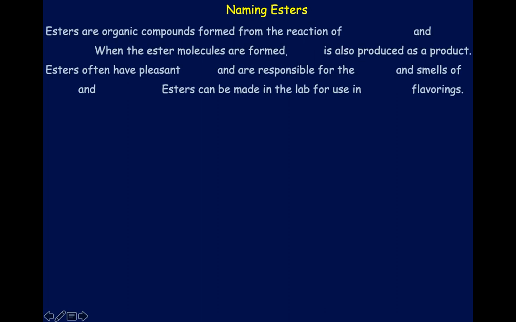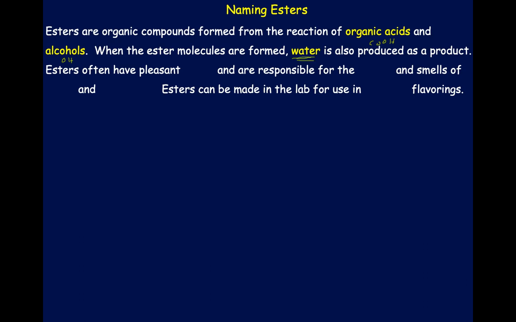Okay, now esters are interesting compounds. They're synthesized from 2 different organic compounds. And the process is called esterification. We'll get to that a little bit later. But esters are simply organic compounds, okay, that are formed from the reaction of an organic acid. Okay, so you're going to use your COOH here, okay, and alcohols, which is an OH. Okay, now when these ester molecules are formed, okay, water is also going to be produced as a product.